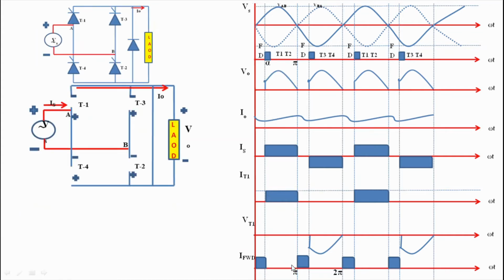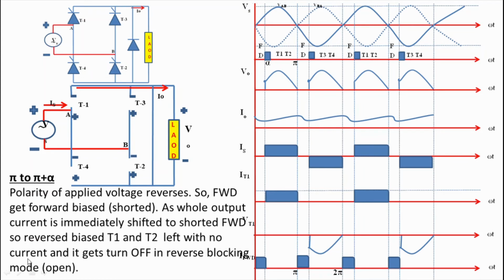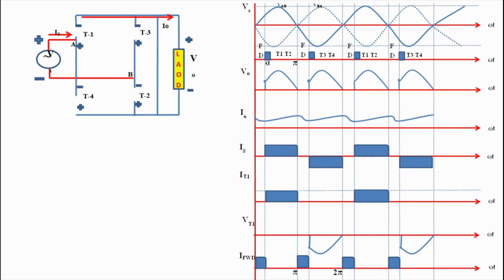See, after pi, polarity of source voltage reverses and it becomes negative. This negative polarity makes freewheeling diode forward bias, so the freewheeling diode gets turned on. Now the output current will start flowing through freewheeling diode. So we can say that current starts freewheeling in the loop containing freewheeling diode and load. As whole current is shifted to freewheeling diode, there will be no current in remaining circuit.